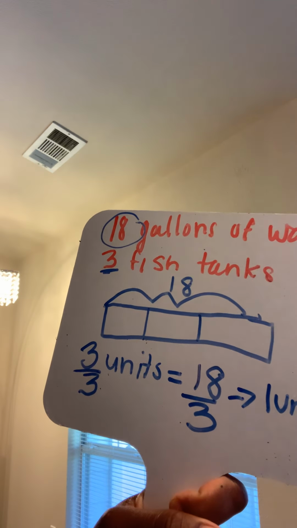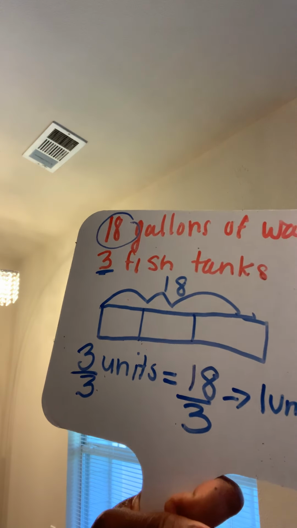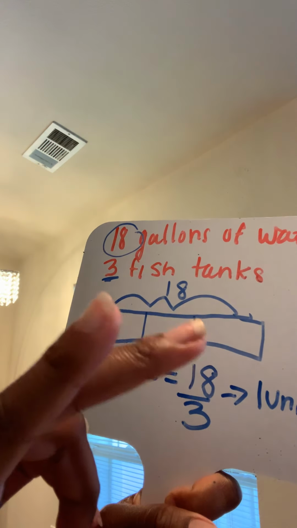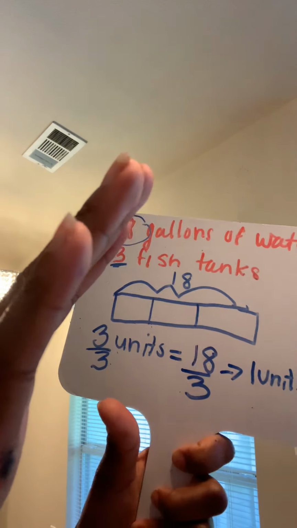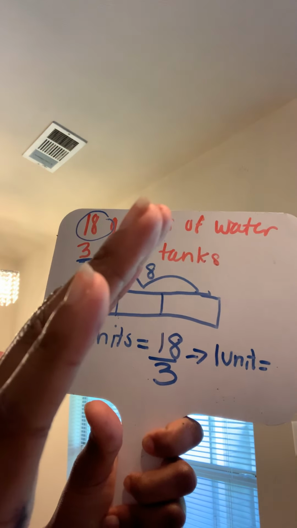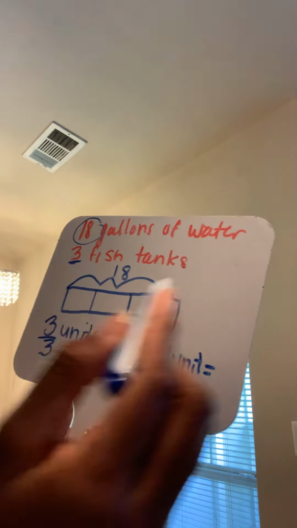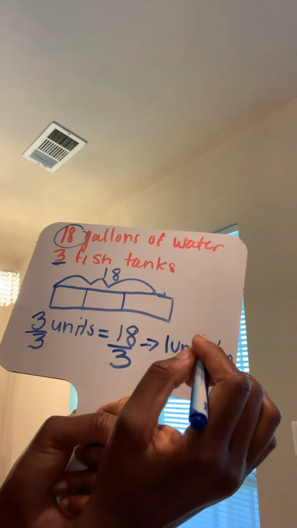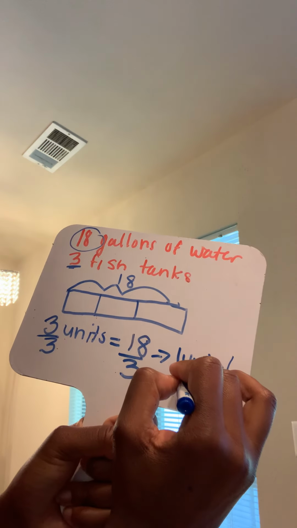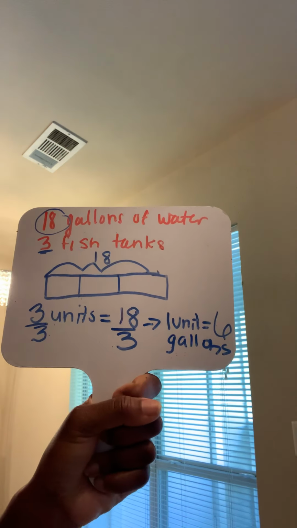We've got to figure out how many times 3 can go into 18. So if we're using our multiples, we've got 3, 6, 9, 12, 15, and 18. So we know that 3 goes into 18 1, 2, 3, 4, 5, and 6 times. So we know that each tank is going to hold 6 gallons of water.